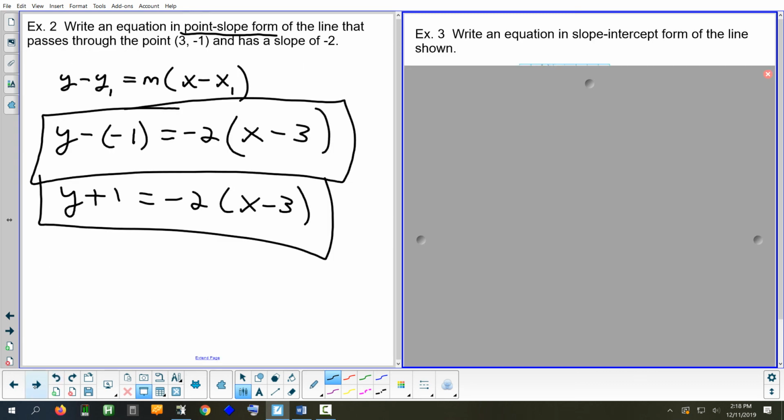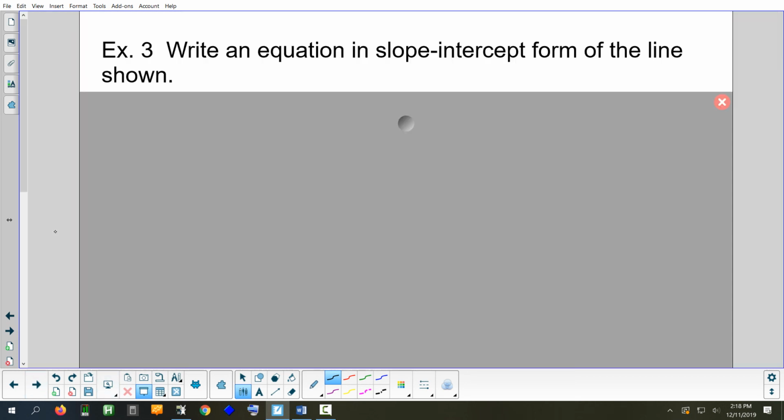Okay, let's look at this one. Write an equation in what form does it say? Slope intercept. Can someone remind me, what is slope intercept? That's y equals mx plus b. Okay, so this is where you're going to have to do part 2 now. You have to do part 2.